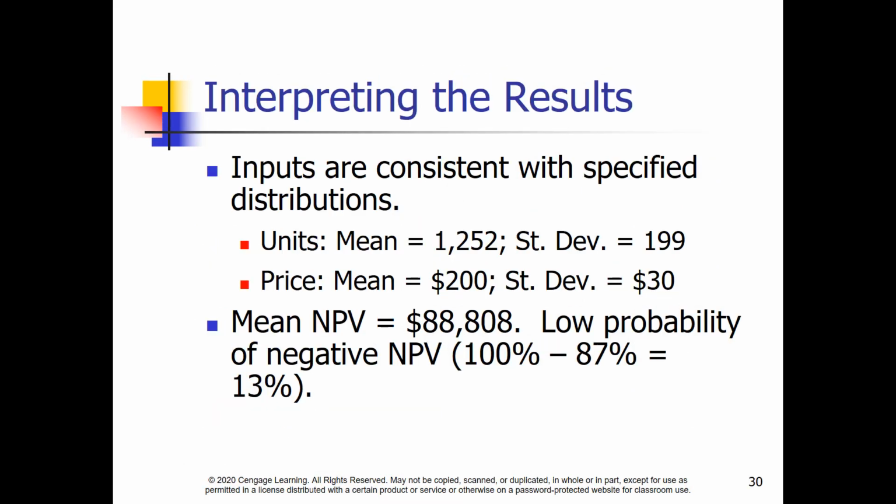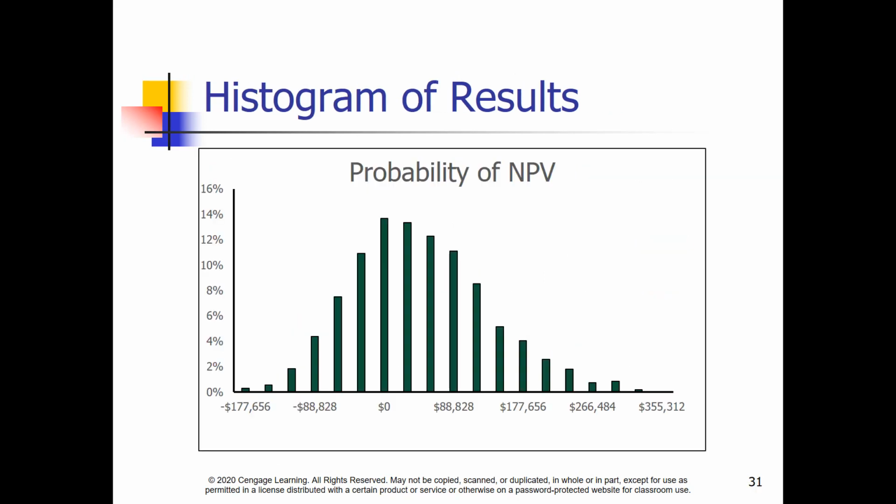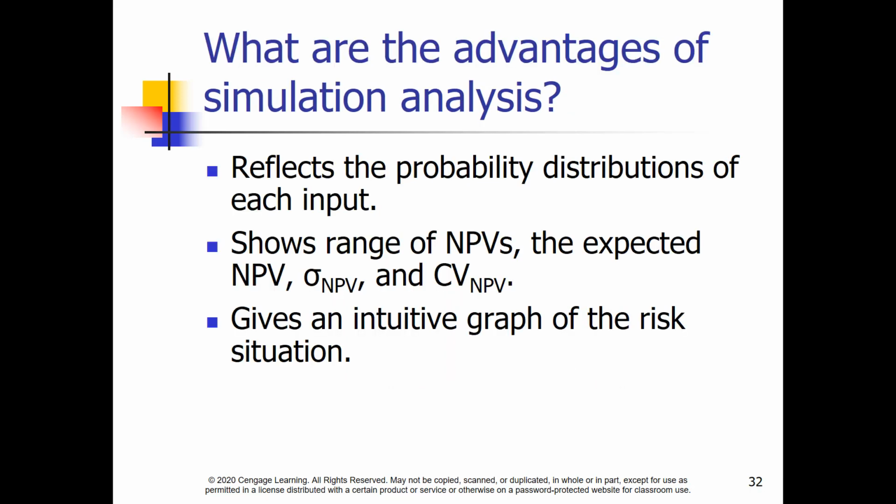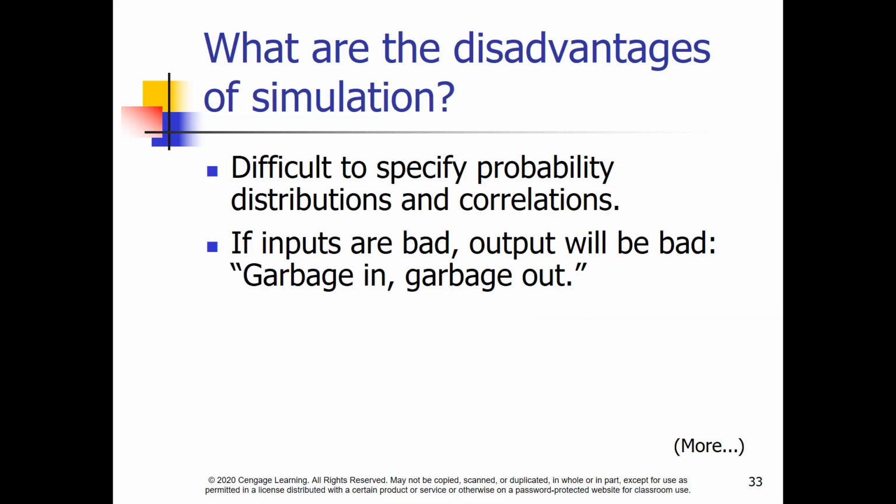Inputs are consistent with specified distributions. Here are the results shown graphically. Notice that the upside potential appears to outweigh the downside risk on this project. Simulation analysis has the advantage that it does reflect the probability distributions of the input variables. The major downside, as we've already noted, is the difficulty in specifying the distributions and correlations.